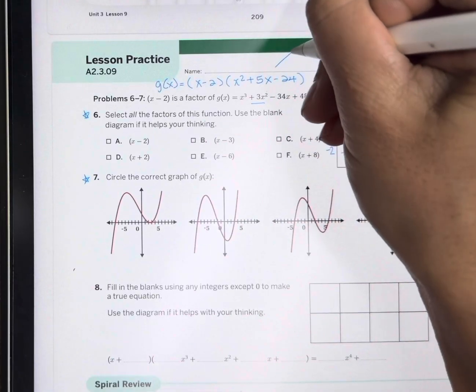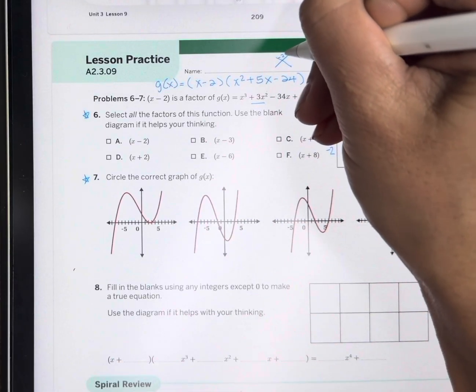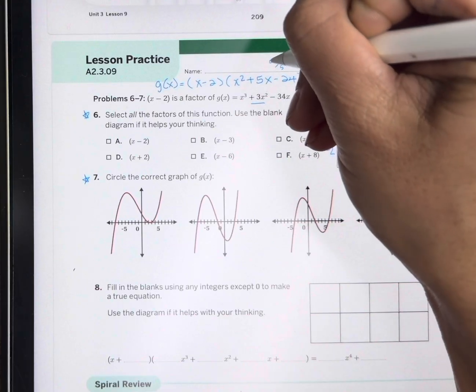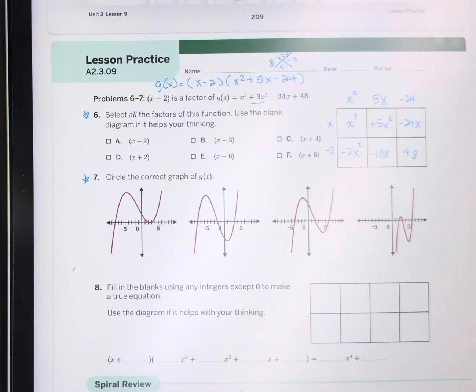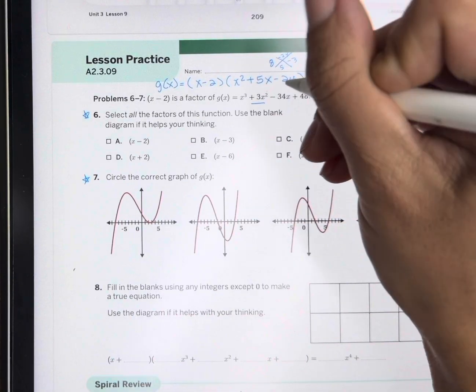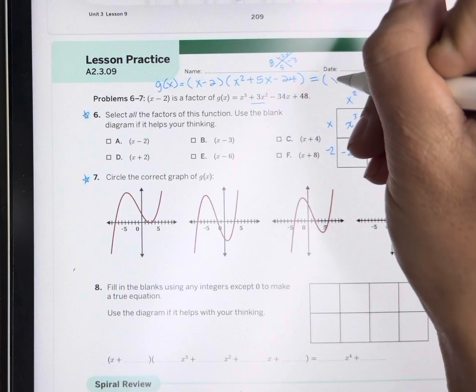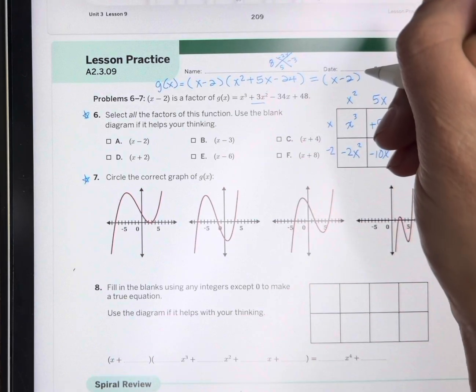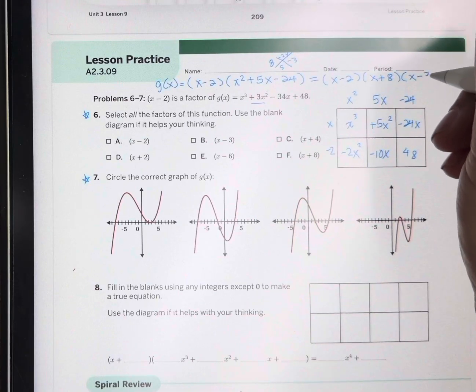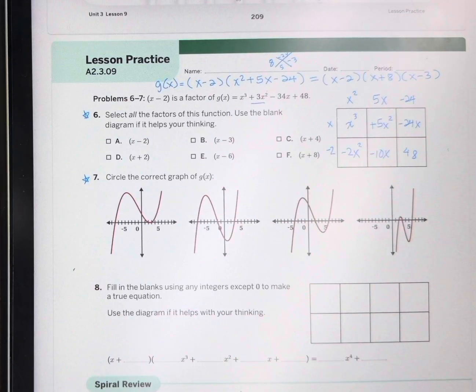So I need to check and see what multiplies to negative 24 while at the same time adding to 5, and that's going to be an 8 and a negative 3. 8 and negative 3. So that means that this thing factors all the way to be x minus 2, x plus 8, and x minus 3. That's what I get when I factor it all the way out.